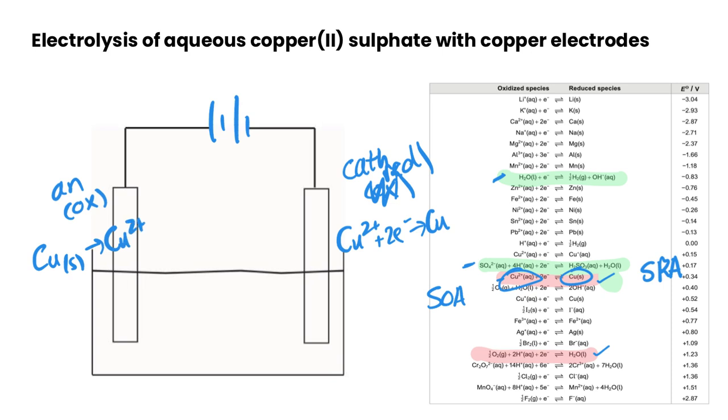oxidation at our anode. And so what you'll end up seeing as you're observing this reaction is that the blue color is not going to fade if we have copper electrodes, because we're replacing the amount of copper 2 ions in the solution, and so we're keeping it constant. But what you would see is that the mass of the anode would decrease and the mass of the cathode would increase. So really kind of neat application of electrolysis and electrolytic cells.